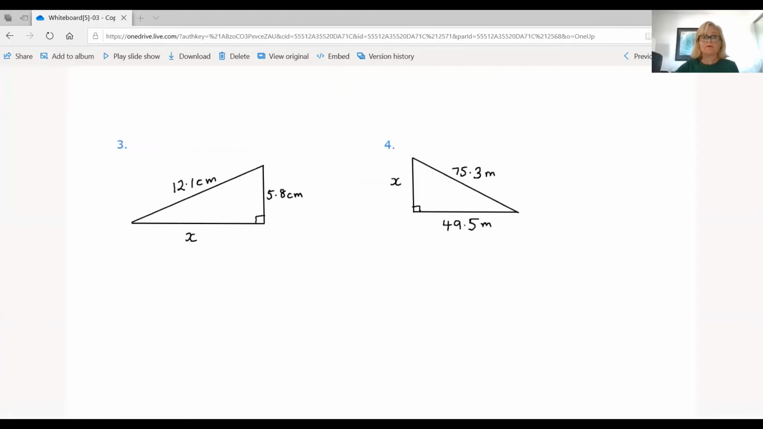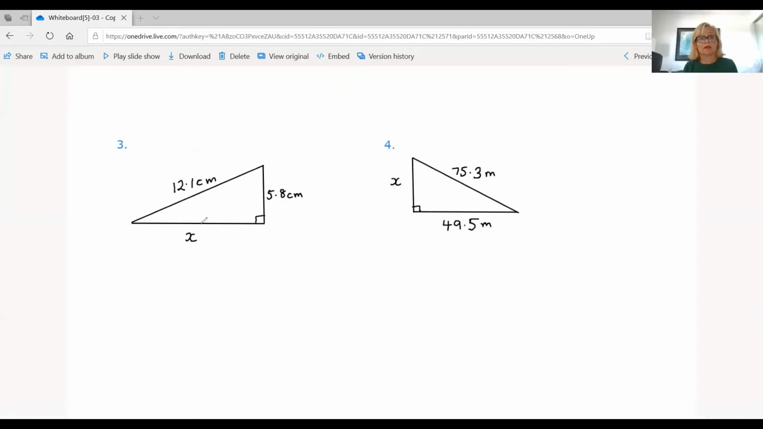Okay, these are very similar, except in this case, the x happens to be on one of our shorter sides. Now, some people learn separate rules for whether they're finding the hypotenuse or one of the shorter sides. I personally think that's a little bit unnecessary, and I just use the one rule and know how to manipulate it appropriately. So let's do that.